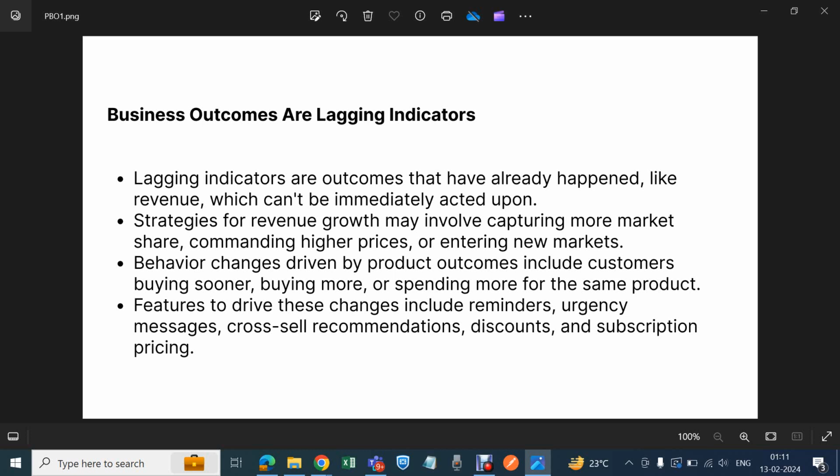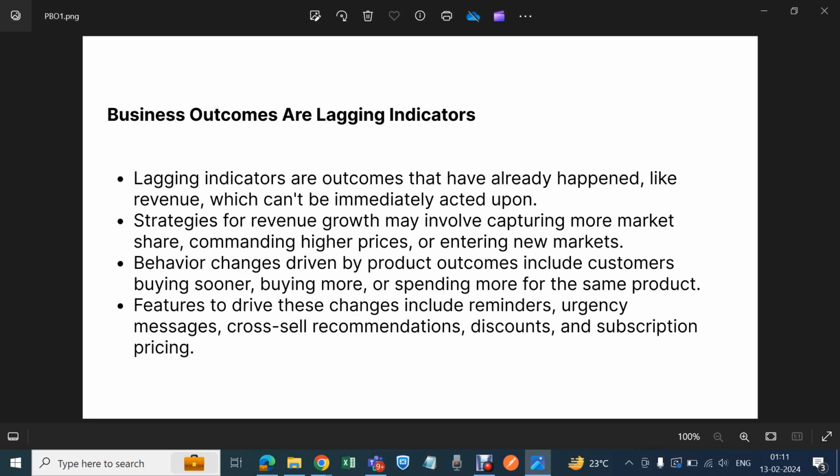What do we mean by lagging indicators? Lagging is anything that is behind something. Business outcomes are actually driven by the product outcomes. If the product outcomes are good, the business outcomes will automatically be good. Hence, business outcomes are called lagging indicators, whereas product outcomes are called leading indicators.